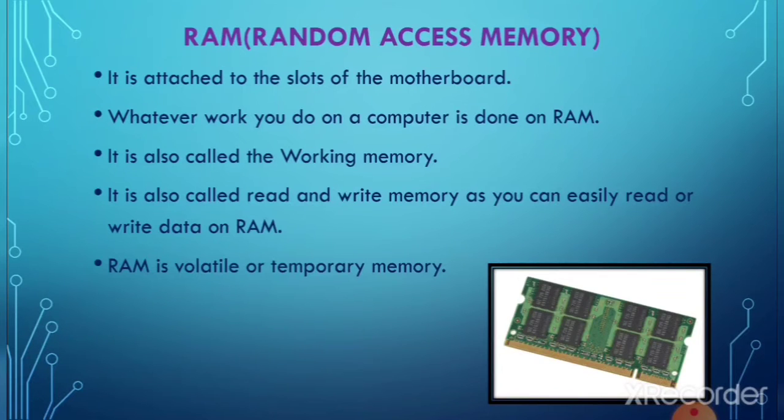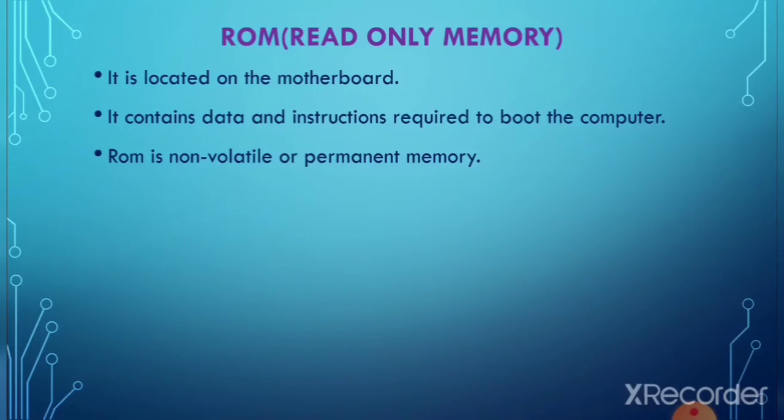It is also called read and write memory because we can easily read or write data on the RAM. RAM is volatile or temporary memory, means it can store data for short time. When we switch off the computer, the data will be lost.